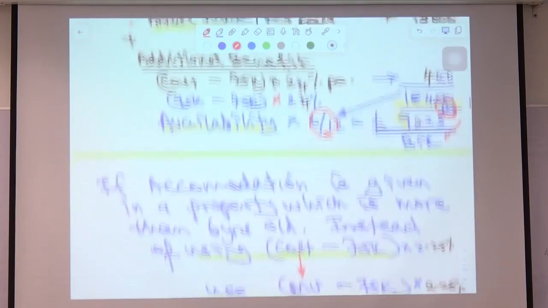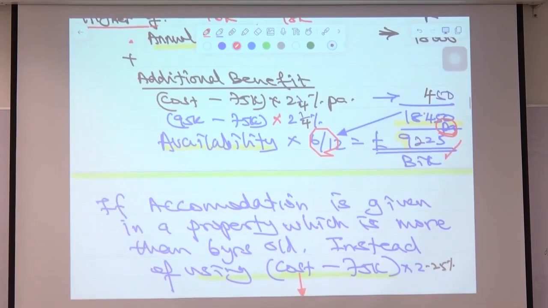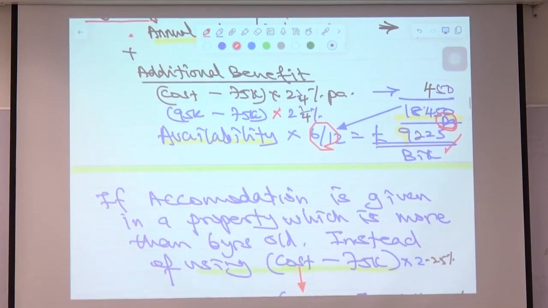Okay, now, correct calculation? The top one, 2.25, correct? Okay, next one.